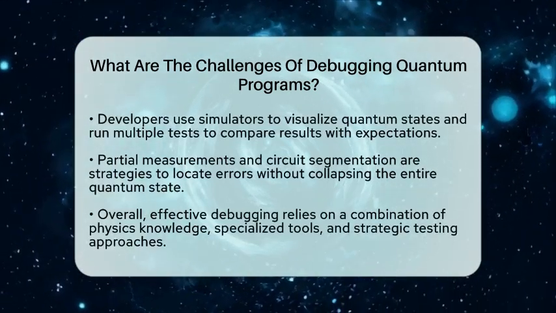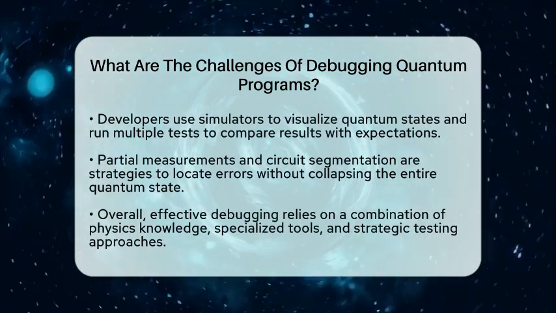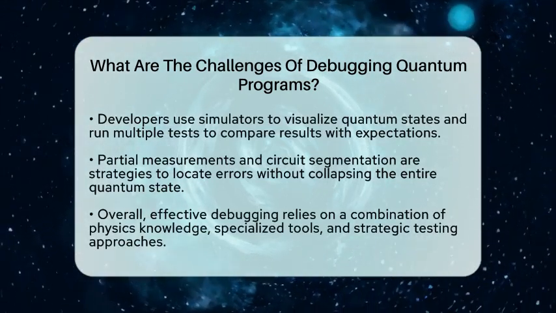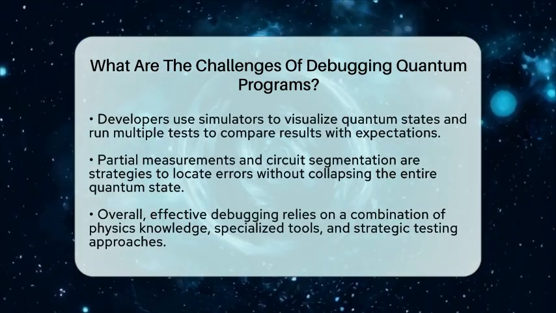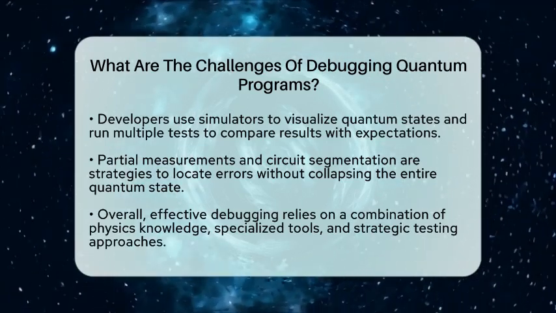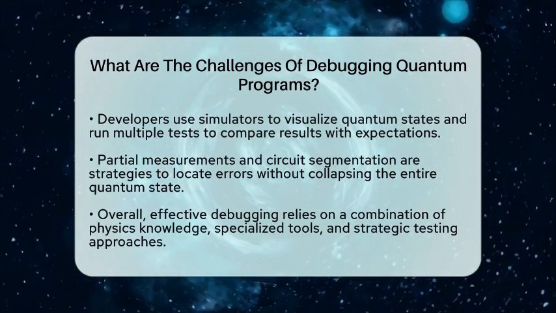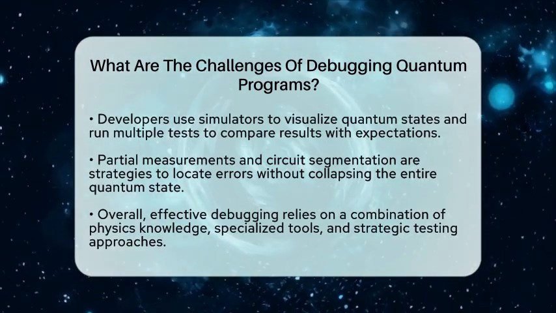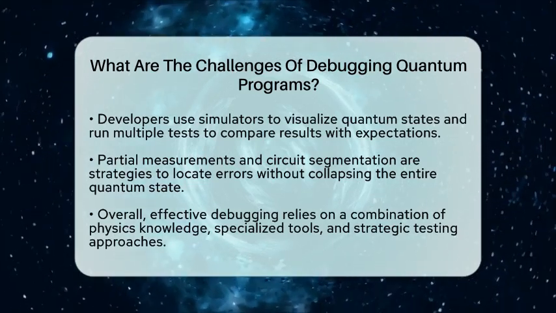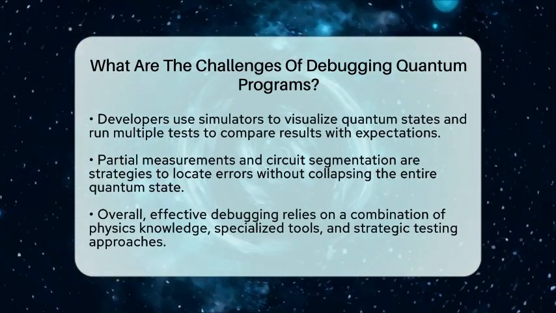To tackle these issues, developers use simulators that give full access to the quantum state, helping visualize how the program evolves. They also run many tests to compare actual results with theoretical expectations. Some tools allow partial measurements during execution, which can help identify errors without collapsing the entire quantum state. Dividing large circuits into smaller parts for targeted testing is another strategy.